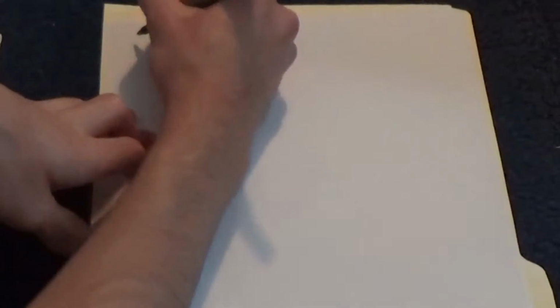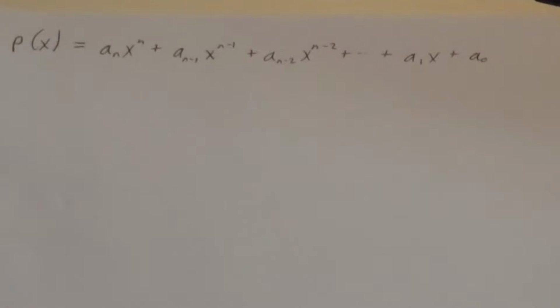Now what I need to explain first is something called Polynomial Reversal. And this is a process where we basically reverse the order of the coefficients in a given polynomial. So with our typical general definition of a polynomial, we basically have p of x as it's defined right here.